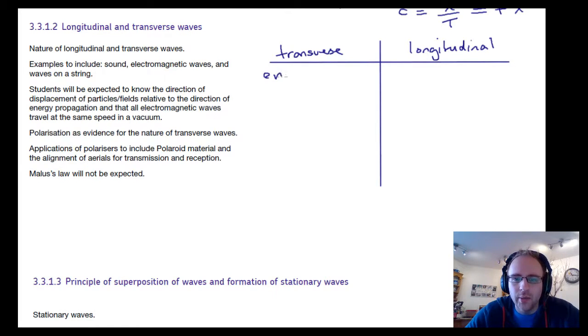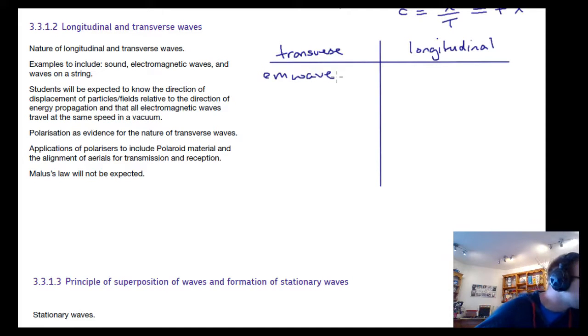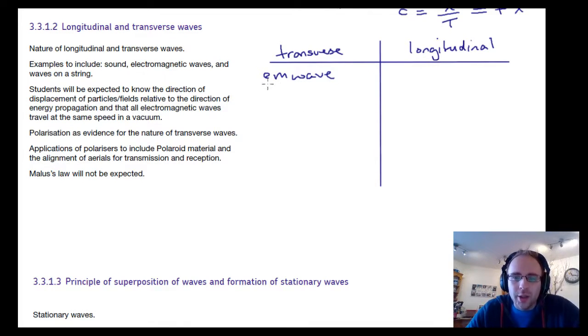So EM waves, electromagnetic waves: light, infrared. Excellent. So electromagnetic waves are transverse waves. They include visible light waves, gamma rays, X-rays, microwaves, infrared, ultraviolet. All of those are electromagnetic waves, and they are all transverse. Sound waves are longitudinal.